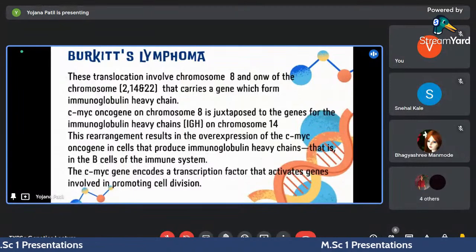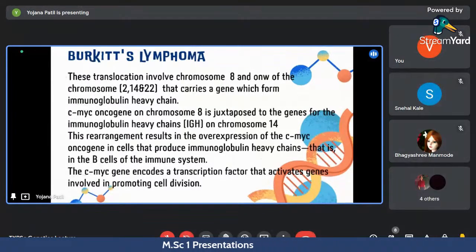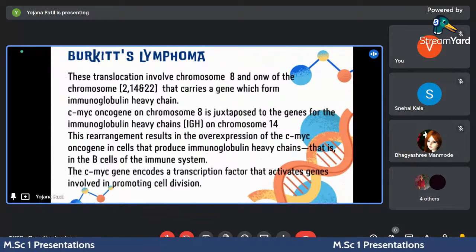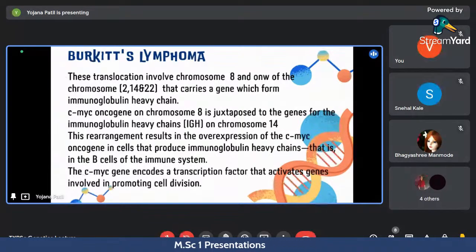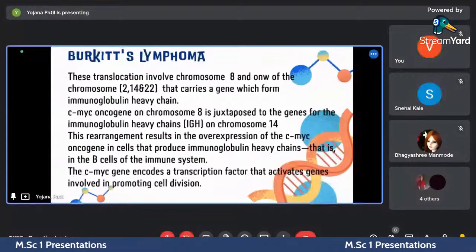This rearrangement results in an overexpression of the CMYC oncogene in cells that produce the immunoglobulin heavy chains, that is the B cell of an immune system. This CMYC gene encodes the transcription factors that activate the genes which are involved in promoting cell division.